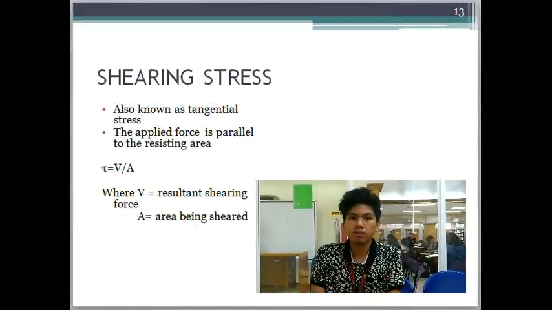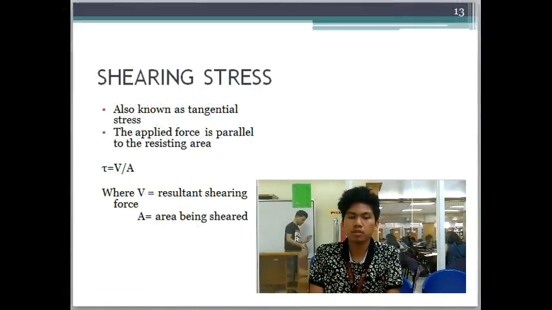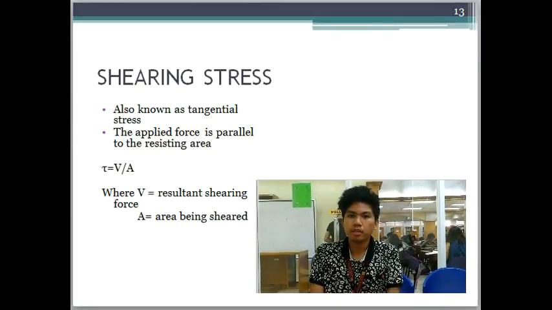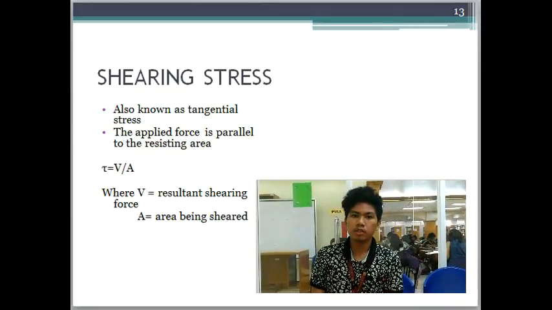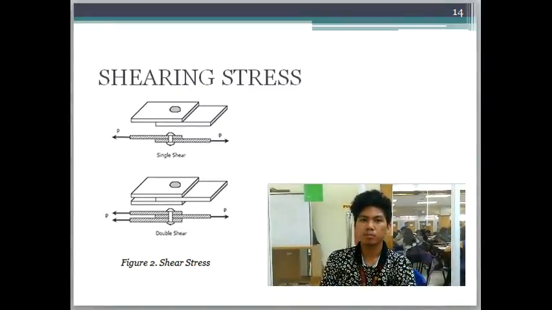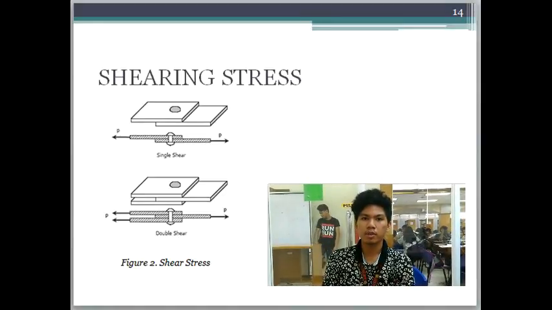Shearing stress is caused by the forces parallel to the resisting area, and it is computed by the shearing force over the surface area. If the material is under double shear, based on the formula, you're just going to multiply the area by 2.